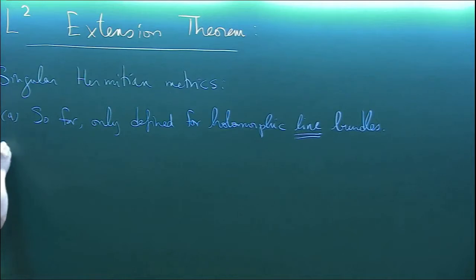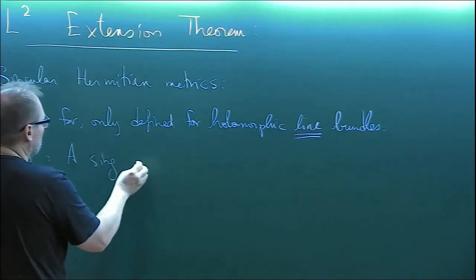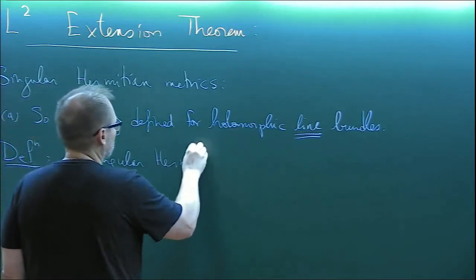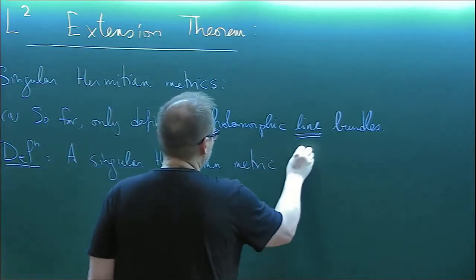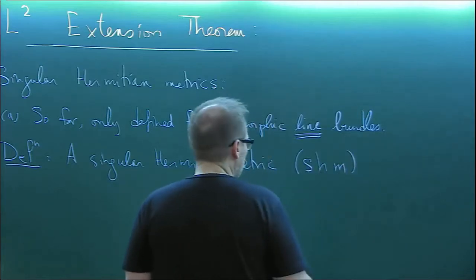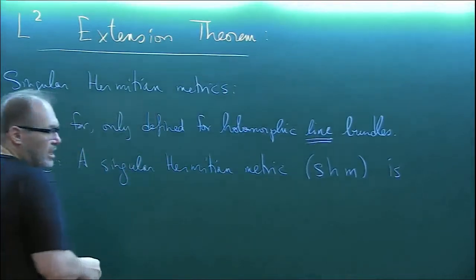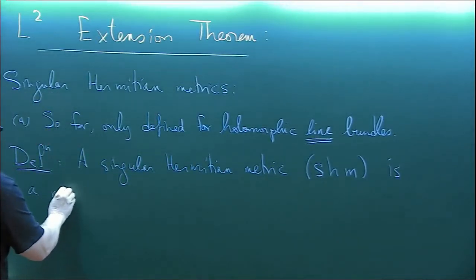So the definition: a singular Hermitian metric, sometimes abbreviated SHM, is a metric, but it's only a measurable metric a priori. So it is a measurable metric.